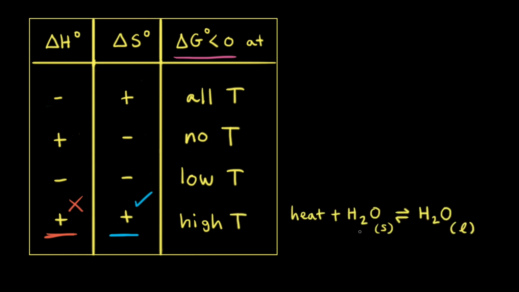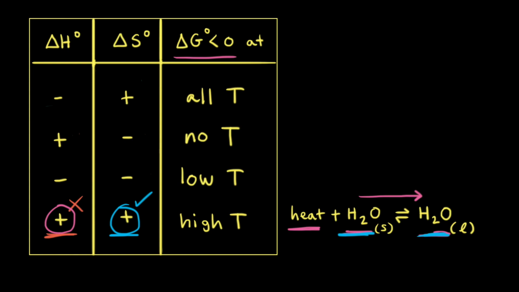As an example of this, let's consider solid water turning into liquid water. So the forward process is the process of melting. It takes energy to disrupt the intermolecular forces of the solid, therefore heat is on the reactant side, and delta H naught is positive. Melting is an endothermic process. Going from a solid to a liquid is an increase in entropy, therefore delta S naught is positive.